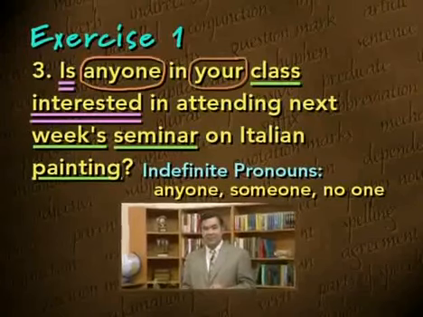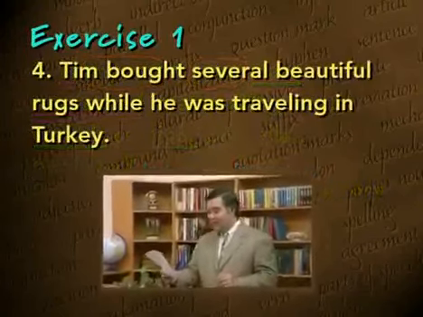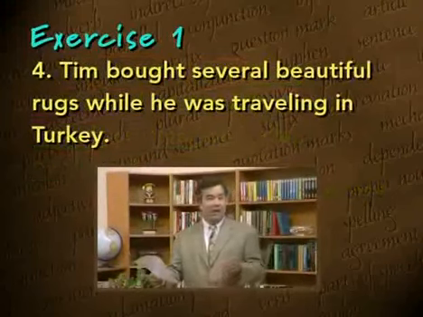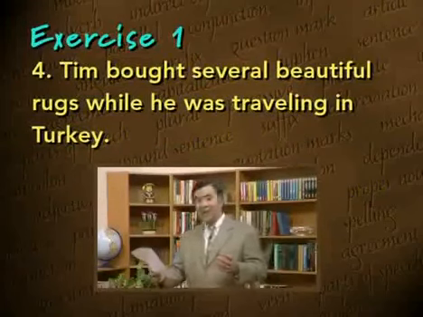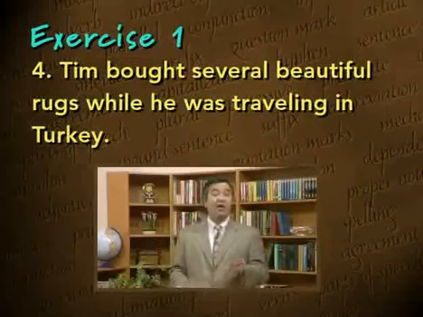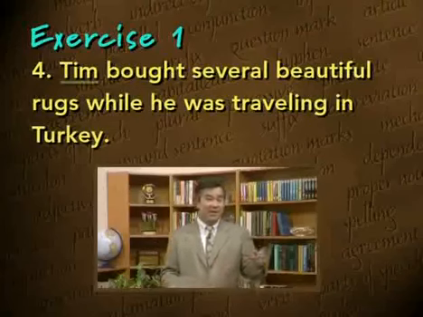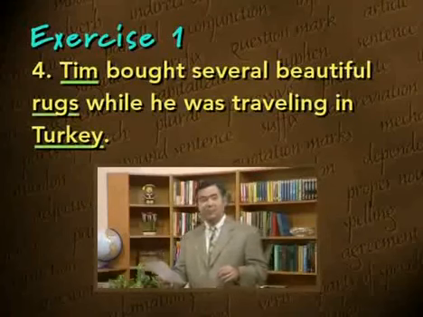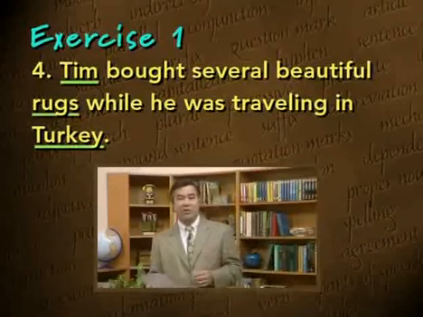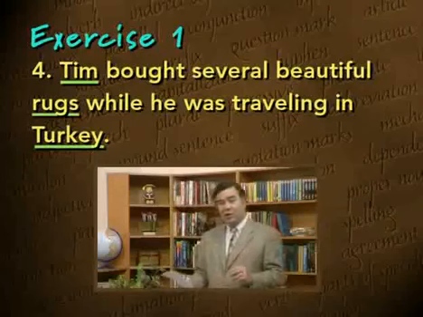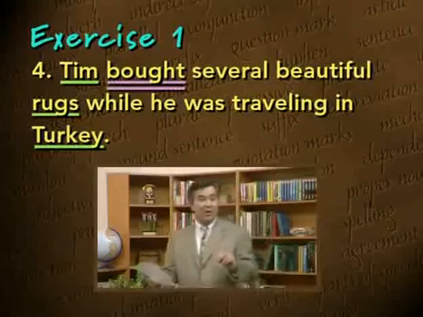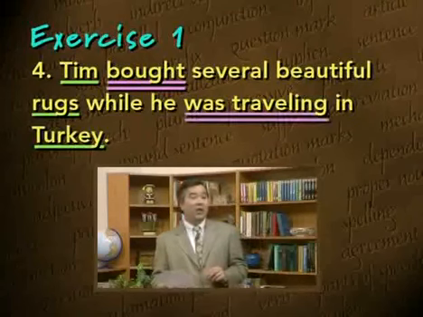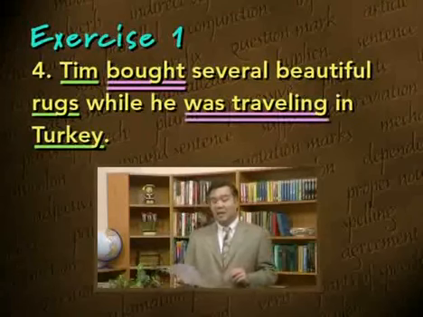Let's look at our fourth example. Tim bought several beautiful rugs while he was traveling in Turkey. Again, let's begin with the nouns. How many nouns did you recognize here? Well, there are three. Two proper nouns, Tim and Turkey, and one common noun, rugs. How about verbs? How many of those did you recognize here? There are two. One is a single word, bought, which describes something that Tim did, and the other verb phrase, was traveling, describes something else that Tim did.